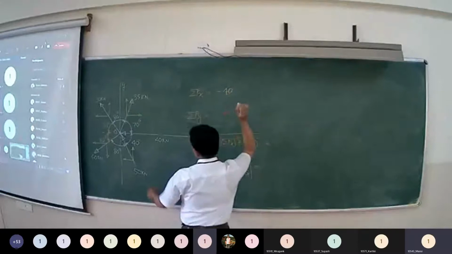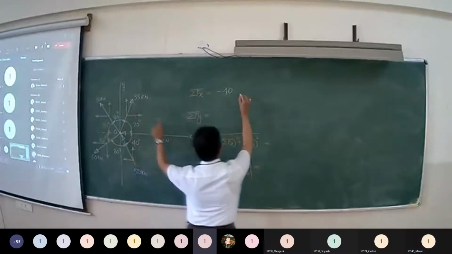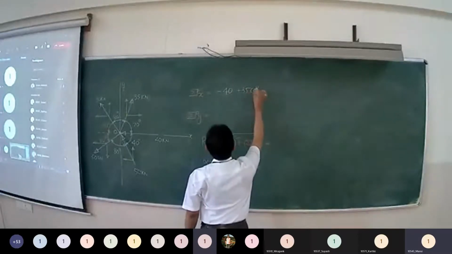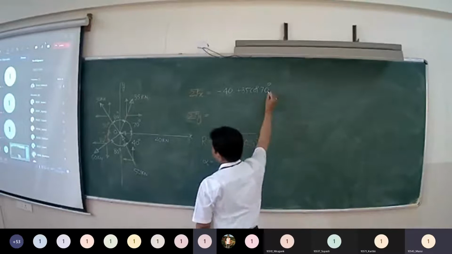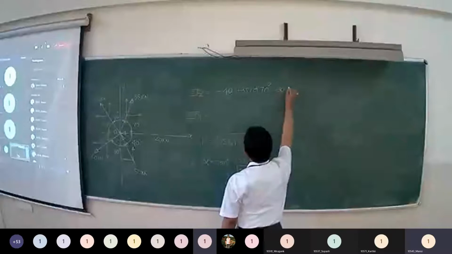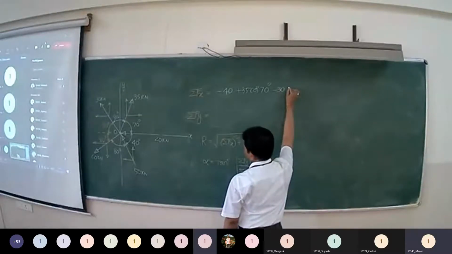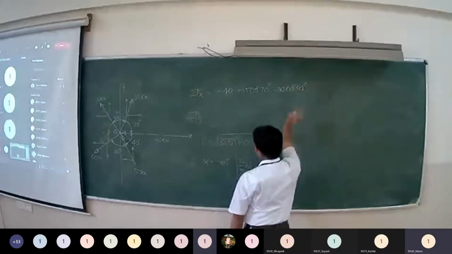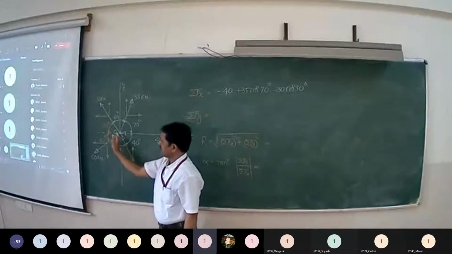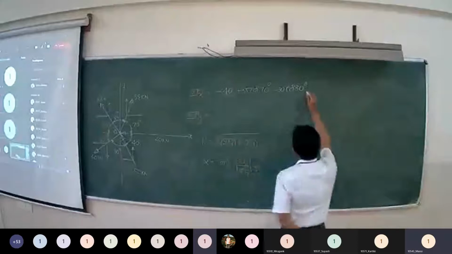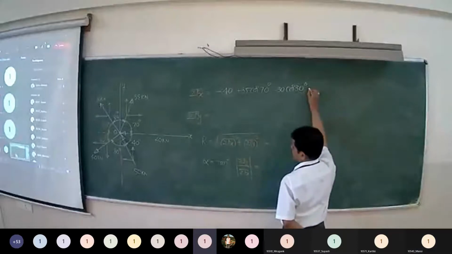The x component of 35 is plus 35 cos 70. For 30, it is minus 30 cos 30. It is making 30 degrees with respect to the x-axis, no? So the x component is cos. What about 60? The x component of 60 kN.